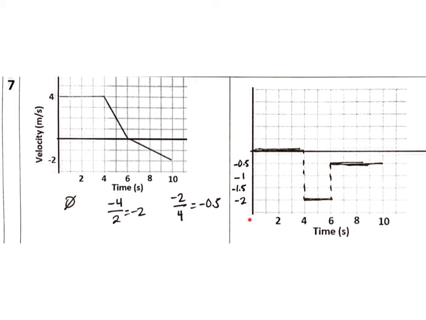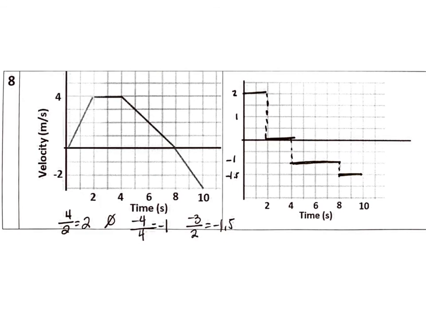So then on your acceleration graph, you're going to put those horizontal lines at those numbers. So for the first 4 seconds, it's at 0. For the next, from 4 to 6 seconds, it's at -2. And then for the last 4 seconds, that's at -0.5, all right? And then again, just put the dashed lines to connect them. So you get this shape.